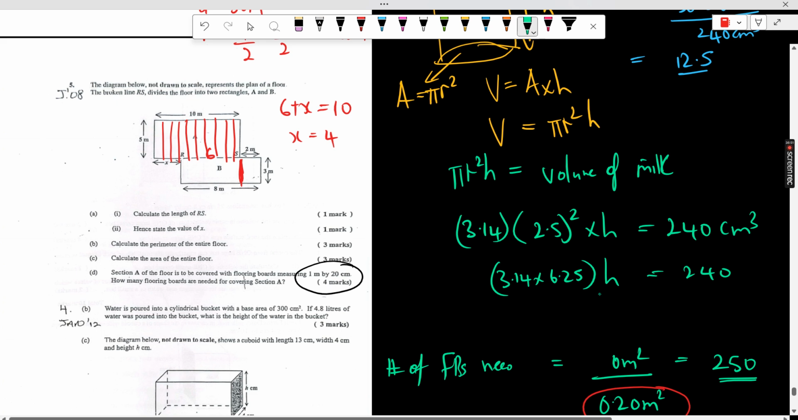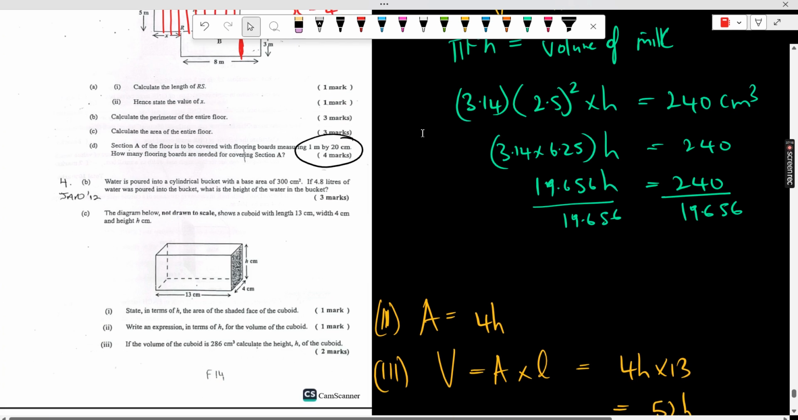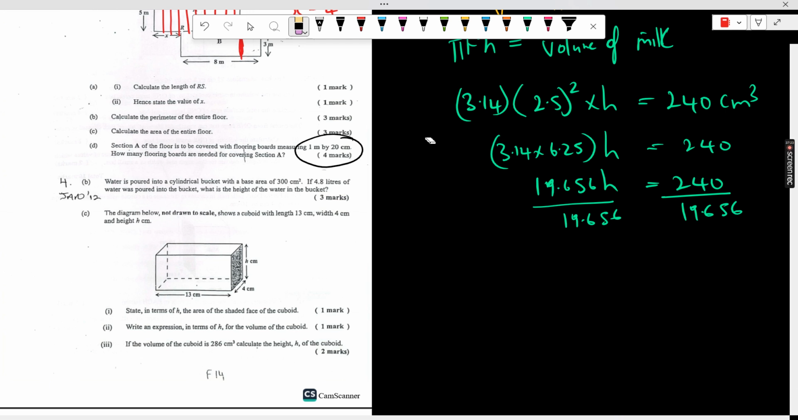19.625. All right, so let me use all decimal places. So 19.625h is equal to 240. So I'm going to divide both sides by 19.625. Let me clear the rest of the screen here. Right, so when I divide both sides by 19.625, the 19.625 on the left hand side are going to cancel each other, and then I'll be able to find my height h. So these will cancel, and so h is equal to 240 centimeters cubed divided by 19.625 centimeters squared. So give me that value to 3 significant figures.